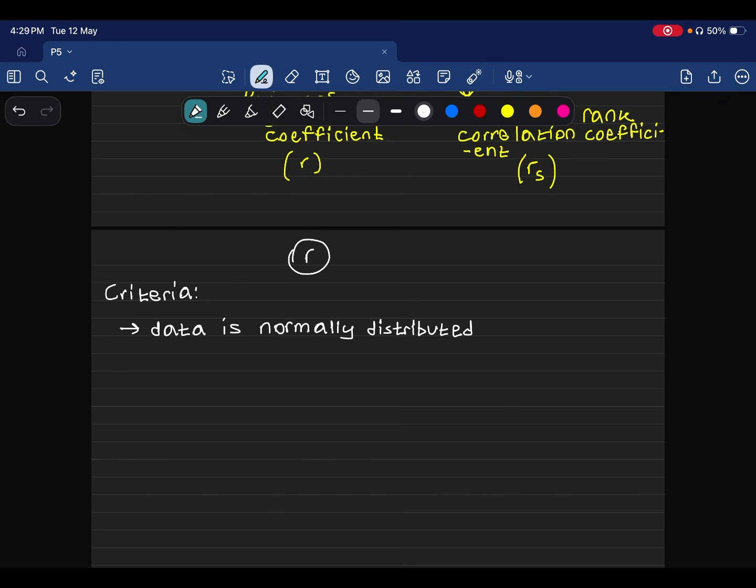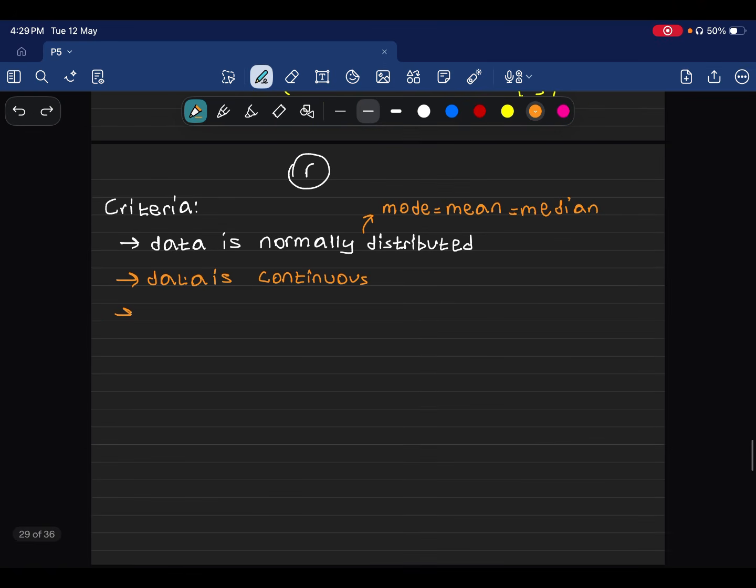If you're watching the video up until here, you should now know what normally distributed means, that the mode is equal to the mean, which is equal to the median. And of course, you should also know if the data is normally distributed, it automatically means that the data is continuous. See, you don't have to remember each one separately. That's the two conditions.